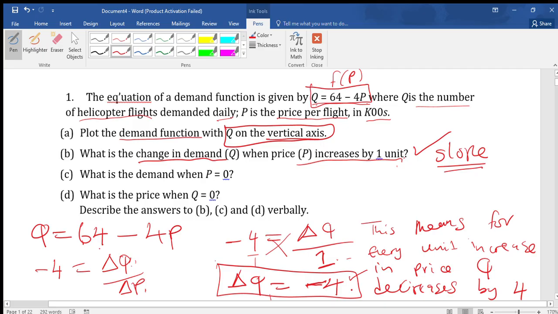So this is the information. We have plotted, and we have found the change in demand for every unit increase in price. Now the other question is, what is the demand when P is equal to 0? We've already found this. This is the quantity intercept. So if the equation is Q equals 64 minus 4P, we put in 0 for P. And what will be the demand?